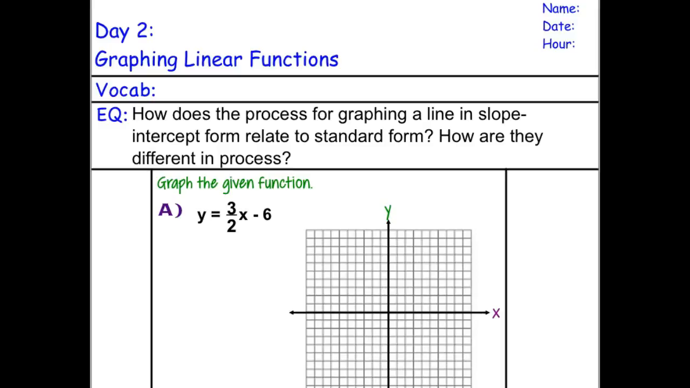Welcome back for day 2 of graphing linear functions. Today is going to take it one step further. We're not going to be focusing on is it linear or not, because everything today will be linear. And we're not going to be dealing with tables and such. We're going to be actually giving you equations.